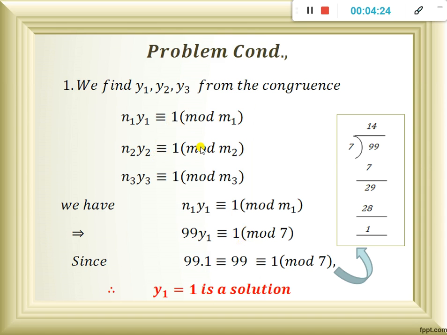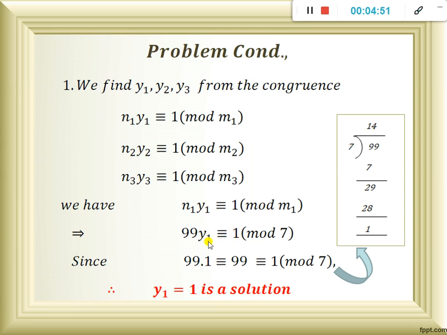So this is nothing but the result extracted from the Chinese remainder theorem. Now, what is the suitable number I am supposed to put in place of the y1 value and multiply with 99? Finally we get some big number. That number is supposed to be divisible by 7, but the remainder must be 1.